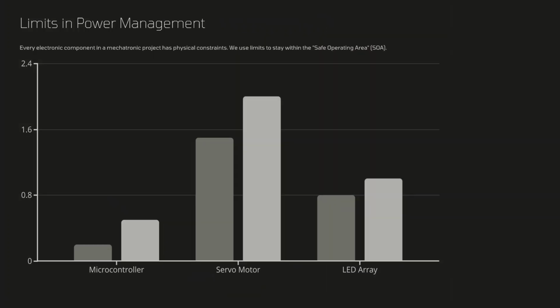This slide is about power management. We know every electronic component has limits like current and voltage. Engineers use limits to keep the system in a safe operating area. This is also called SOA. If we cross these limits, components can heat up or get damaged. The graph shows different power levels. It means staying inside the limits we are safe and we can perform long-lasting operation. So limits are essential to protect components and increase system reliability.